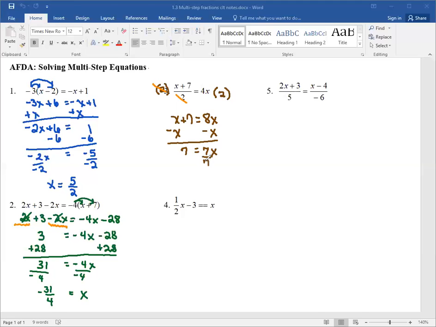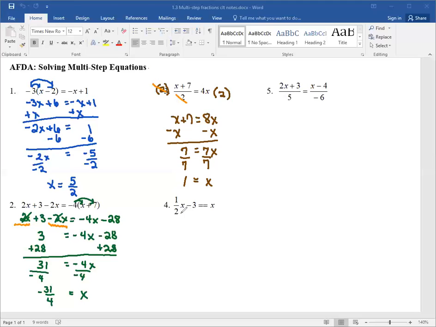And then if I divide by 7, I get 1. Okay, so the key here is to remember that if only one is a fraction, multiply by what's in the denominator.